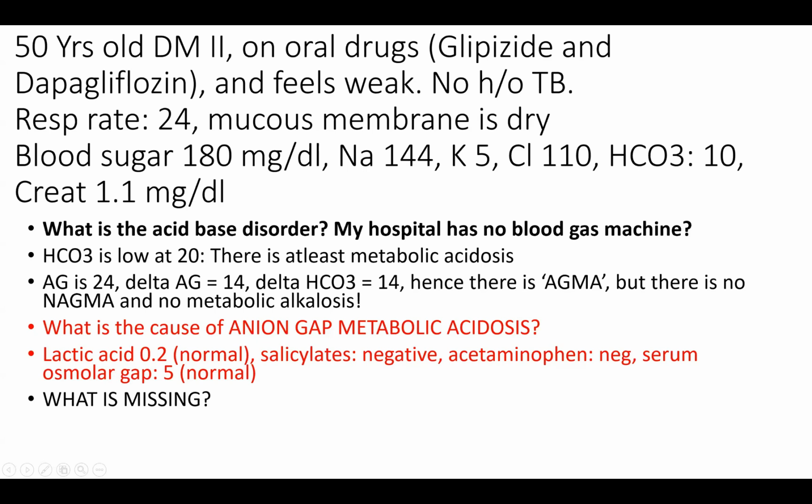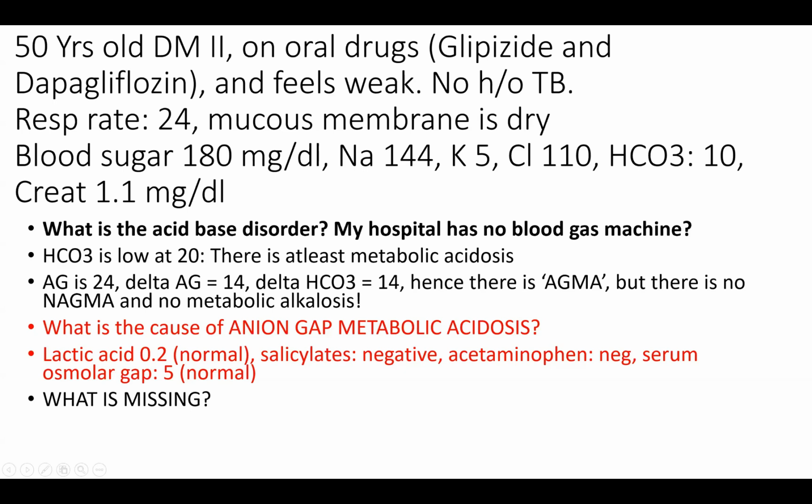So this is a diabetic. Blood sugar is not so bad, but look at the anion gap. 144 sodium, chloride 110. So that makes it 34. 34 minus bicarbonate of 10. So anion gap is 24 in a type 2 diabetic on oral drugs. So whenever you see anion gap in a diabetic, you suspect ketoacidosis. But this is a type 2 diabetic, not on insulin.